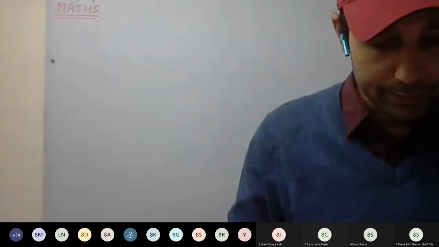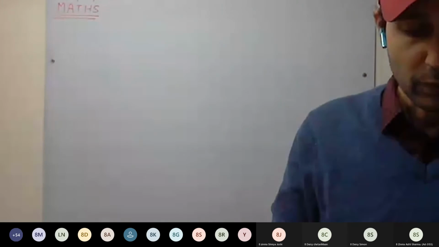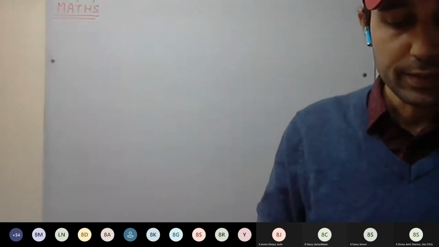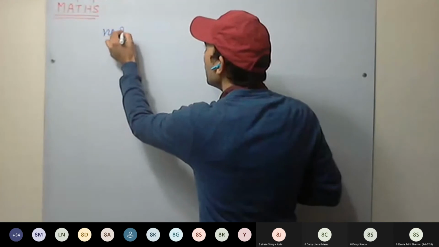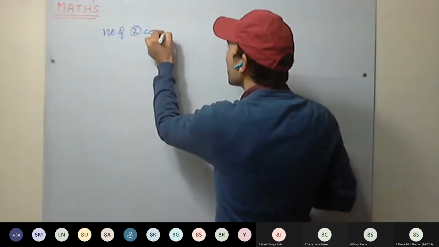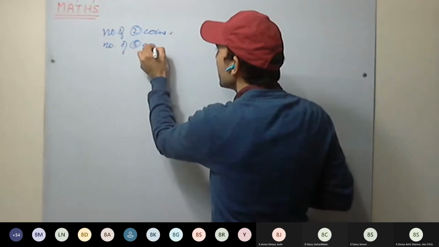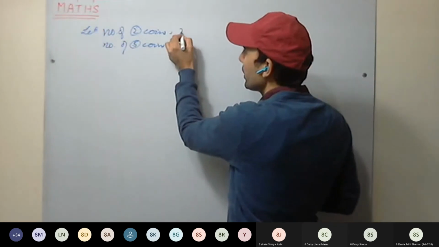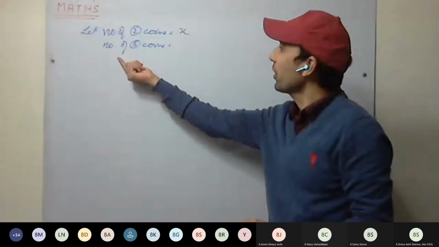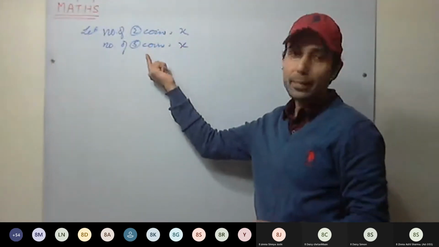Anuj has an equal number of 2 rupee coins and 5 rupee coins. So the number of 2 rupee coins is the same as the number of 5 rupee coins. Let the number of 2 rupee coins be x. So the number of 5 rupee coins will also be x, because the number of 2 rupee coins is the same as 5 rupee coins.